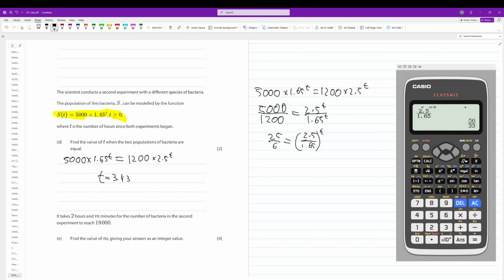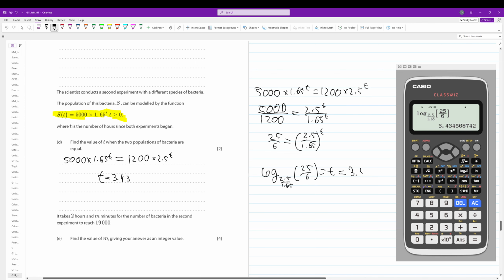Yeah, so that hasn't given me a nice number, so I'm going to leave it how it is. So I'm going to go log base 2.5 over 1.65 of 25 over 6 will give me t. So let's do that. Log base, this is about the weirdest log base I've ever done for quite a while. 1.65 of 25 over 6 equals 3.43. There you go. Same answer, but that's more than 2 marks worth of working out, right?